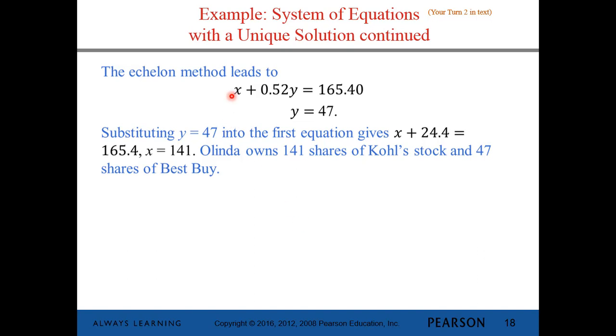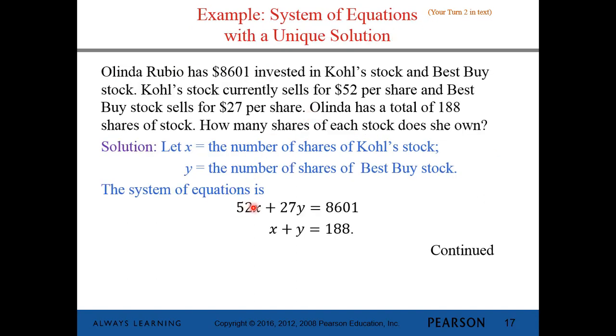Well, just like I said, if we multiply by negative 52, we get negative 52x minus 52y equals negative 52 times 188. And then we're going to add these two equations together. In this case, we're going to get a negative 25y equals whatever this turns out to be, and then we're going to divide by negative 25. And then we're going to divide this by 52.